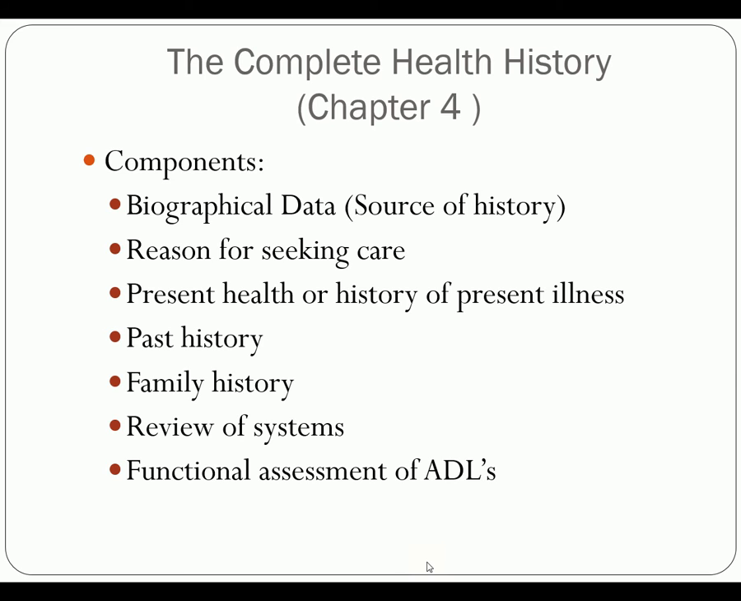Chapter 4. Now again, this is the complete health history. So now we're still gathering largely subjective data. The components for this in chapter 4 start on page 49. Okay, and the first section there is biographical data. The first thing it talks about is we're going to be gathering source of history and data about the patient. So the source of history, we're talking about the reason for seeking health care as well, the present health and history, the past history, the family history, the review of systems, and the functional assessment of ADLs.